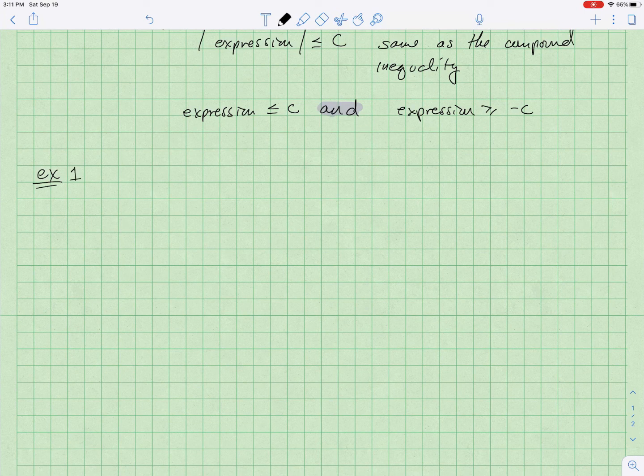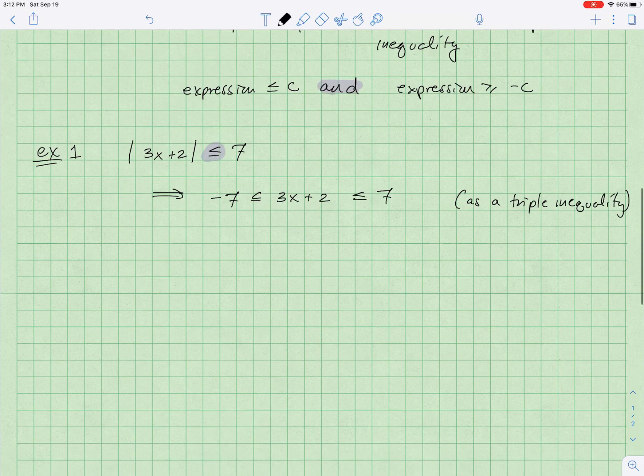Example number 1. The absolute value of 3x plus 2 is less than or equal to 7. So what we want to identify here is the fact that this is a less than or equal to symbol, which means we can break this up as 3x plus 2 without the absolute values is still less than or equal to 7, but it's also simultaneously greater than or equal to negative 7. So this is a triple inequality. And then you can solve it.